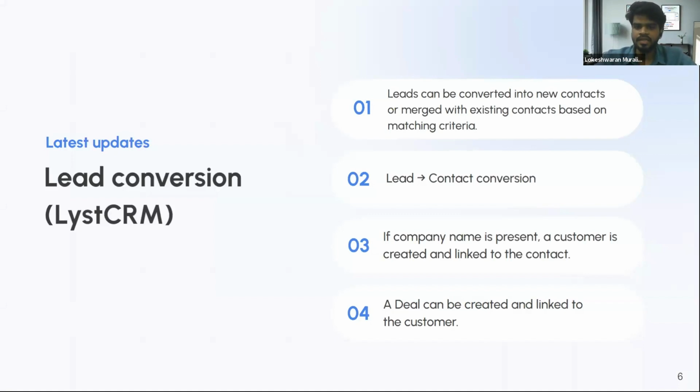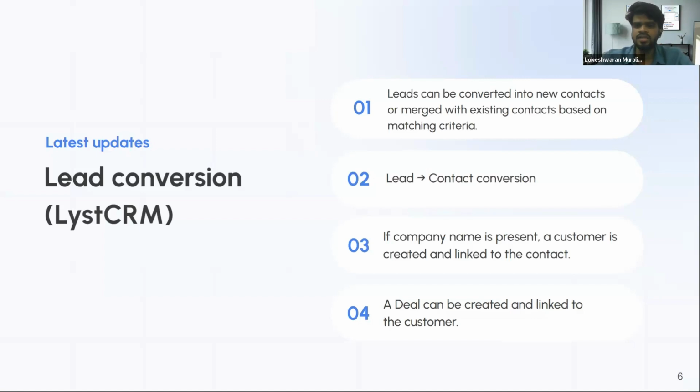In the CRM, leads can now be converted into a new contact or merged with an existing contact based on the matching criteria. If a company name is present, a customer record is created and linked to the contact. From there, a deal can also be created and associated with the customer. This flow helps reduce duplicate data and keeps the CRM clean and structured.